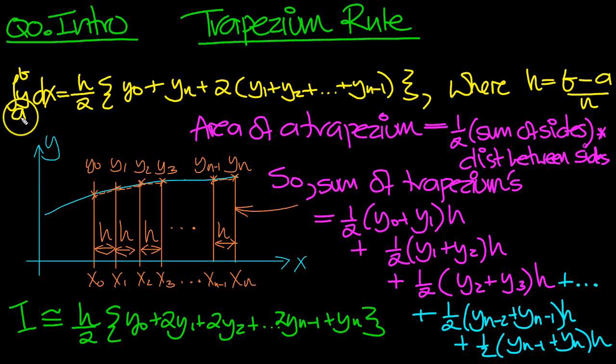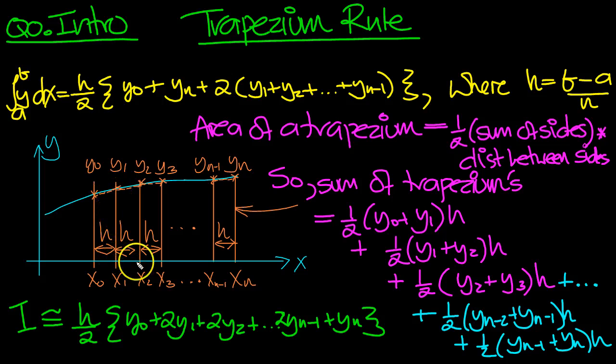The start point is a, the end point is b. The distance between them, h, is b minus a over n, and n is the number of intervals. And there's of course n plus 1 number of ordinates. So, the sum of the trapezium then, well, a half of the sum of the sides, so that's y0 is the length here and y1 is the length there, times the distance between them is h.